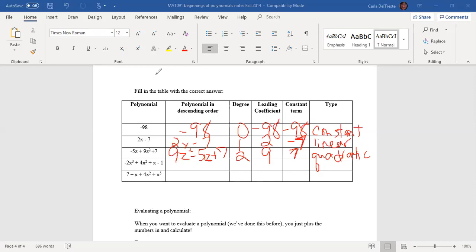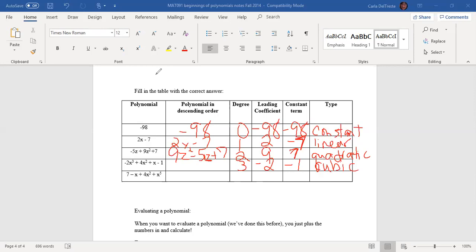The next one doesn't have to be rearranged. It's already in descending order, so I'm not even going to bother to write it here. The degree is going to be a 3, because that's the highest exponent. The leading coefficient is a -2. The constant term is a -1. And this is a cubic, because the highest exponent is a 3. The degree is a 3.